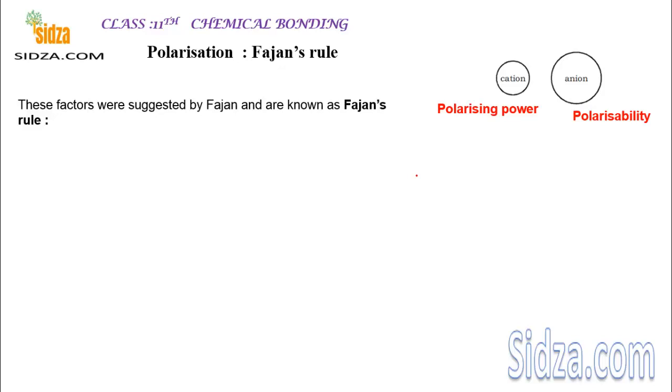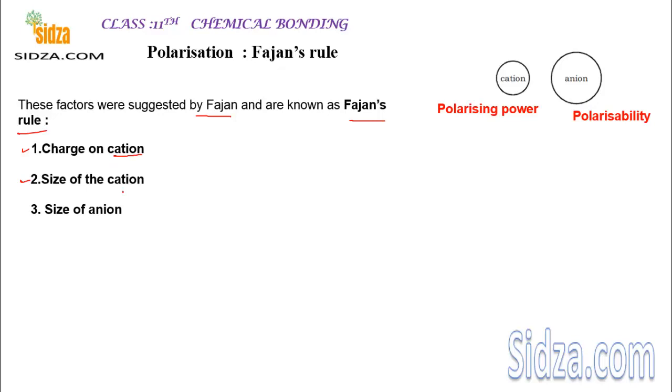Now, the factors which can explain the percentage of covalent character in an ionic compound were actually suggested by Fajans, right? And that's why they are known as Fajans' rules. So according to these rules, the percentage of covalent character depends on the charge of the cation, the size of the cation, and the size of the anion.